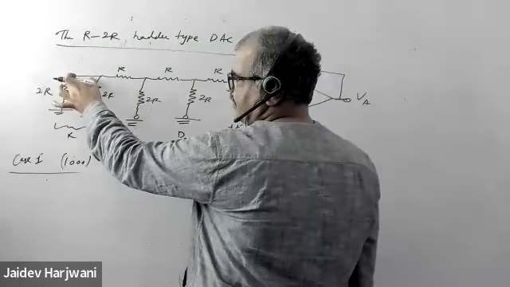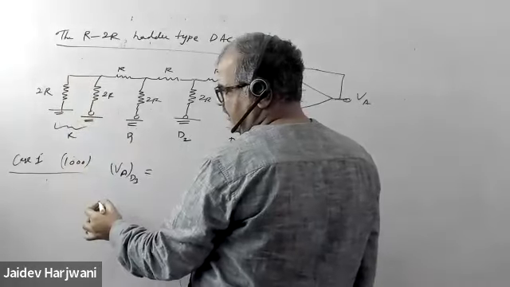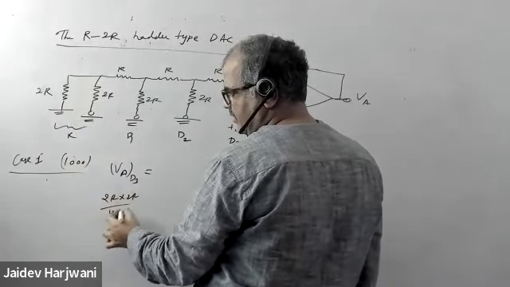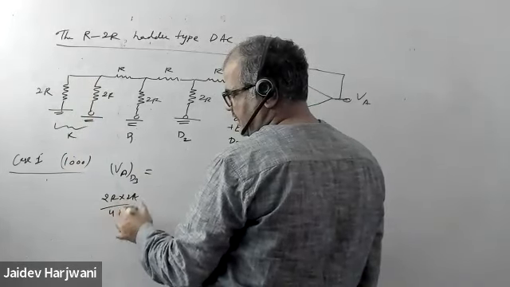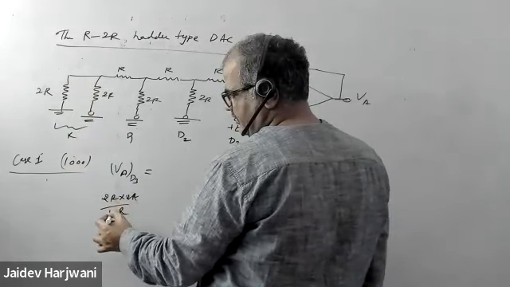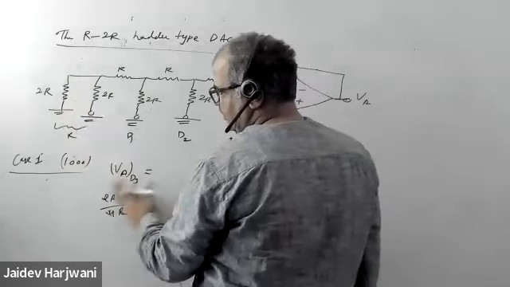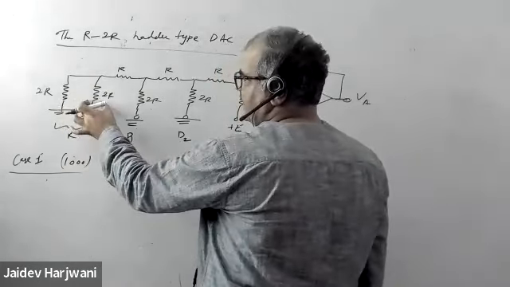Both are parallel. So what happens in parallel? 2R into 2R upon 4R. So R cancels, 4 cancels. So you have R. So the parallel combination is R. Okay. Then this R is here.